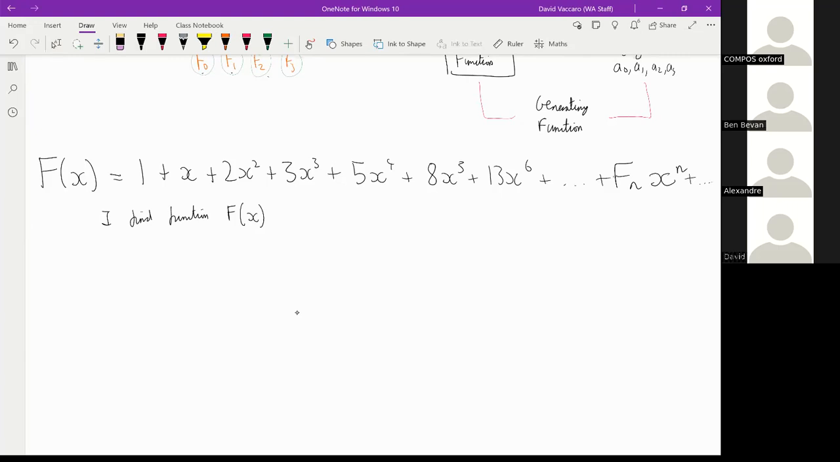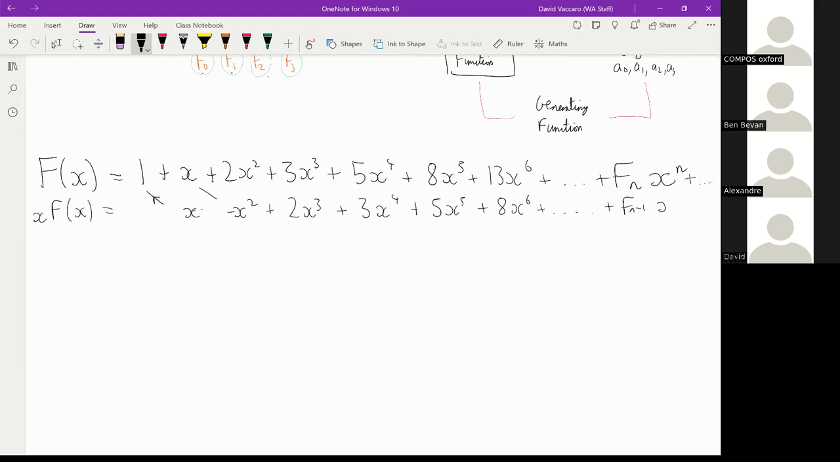So if I multiply my function f of x by x, everything just shifts along one. So I get x plus x squared plus 2x cubed plus 3x^4 plus 5x^5 plus 8x^6 and so on, plus f_(n-1) x^n.